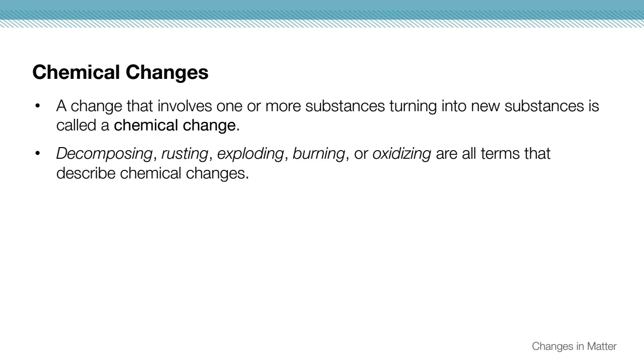Okay, so now chemical changes. Chemical changes are a little different than physical because they do create a new substance, one or more. So things like rusting, burning, oxidizing, that all form some new substance by reacting with the original substance, are examples of chemical changes.